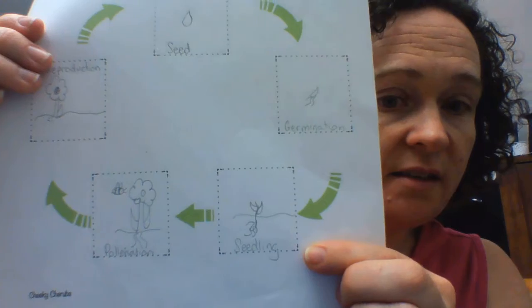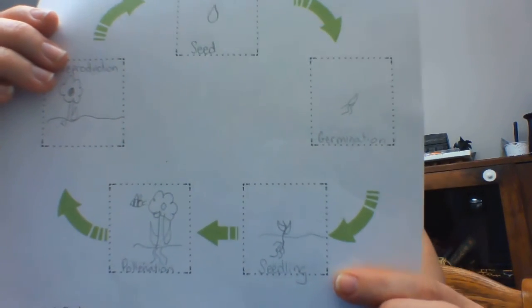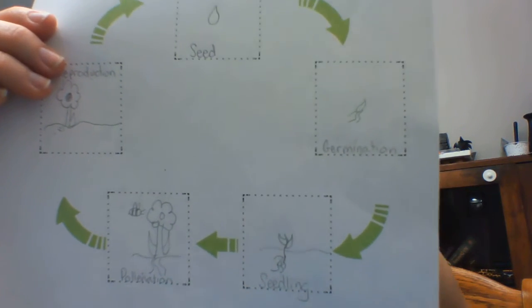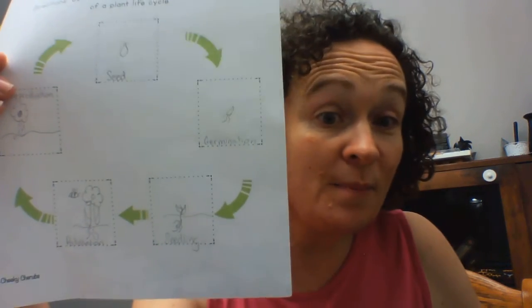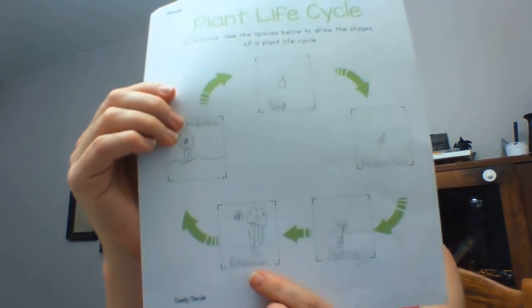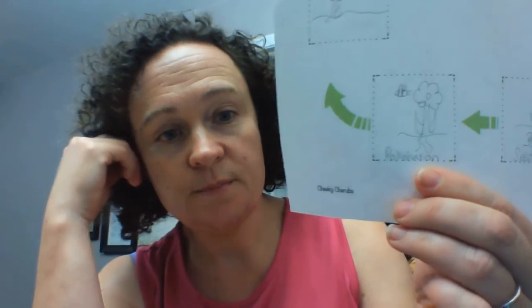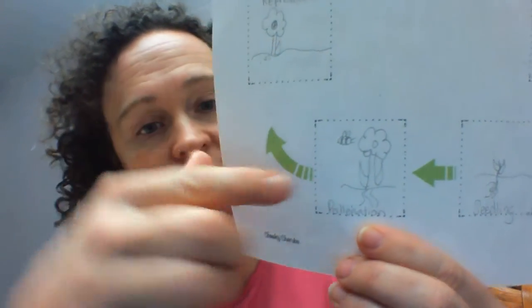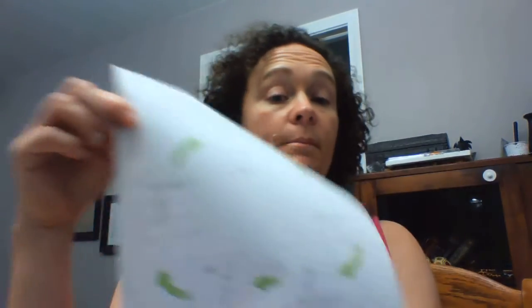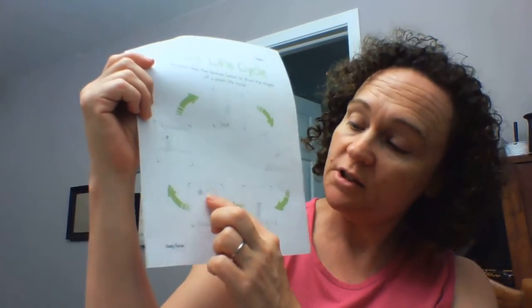Next we have our seedling. Our seedling has roots and a little stem, and it's starting to get little leaves on it. It's a baby plant. That's your seedling. Then we have our adult plant here. I have my flower, my roots, my leaves, my stem, my flower, and I put a little bumblebee there because bumblebees help the plant pollinate.